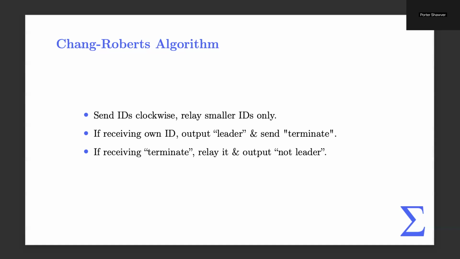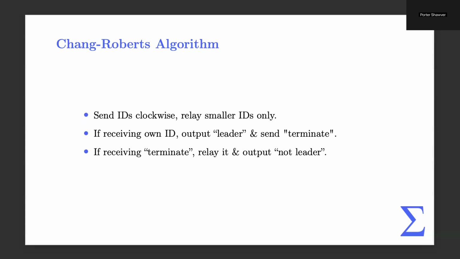If you think about it, you're sending only the smaller IDs. The node with the smallest ID will send its message along, and that message will keep propagating throughout the whole ring because there's no ID that's lower than that. It'll keep propagating all the way around the ring until it gets back to the lowest ID. Then that node that has the lowest ID outputs leader. So it decides that it's the leader and it terminates the program because it decided it's the leader.